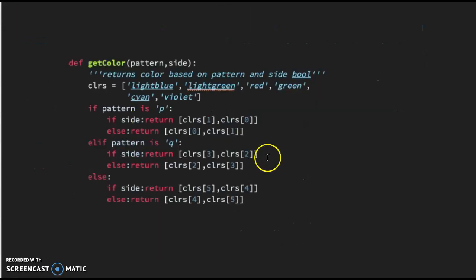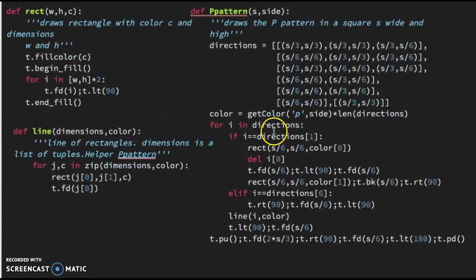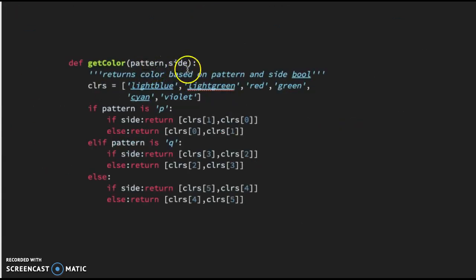And now we have getColor, which we see right up here, which has parameters pattern and side. Side being which side it's on, the first side or the second side, because it reverses the colors. And it takes which pattern it is.